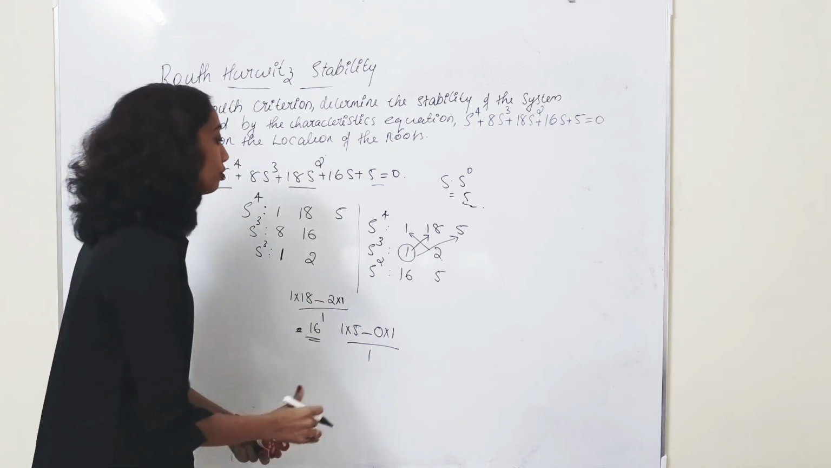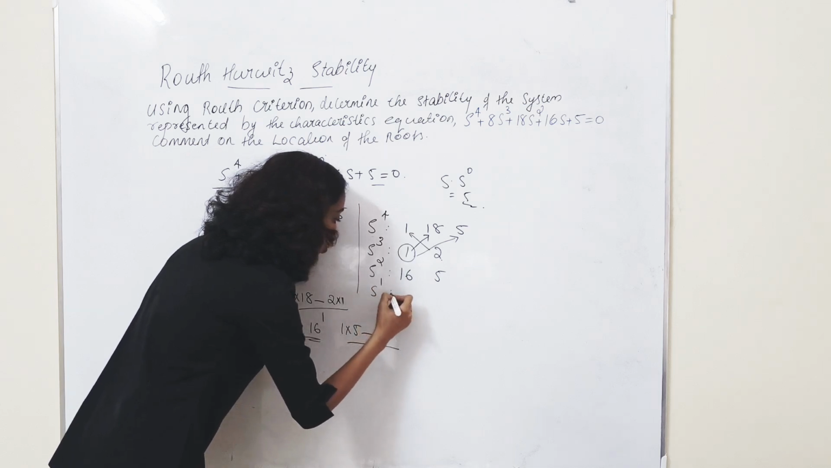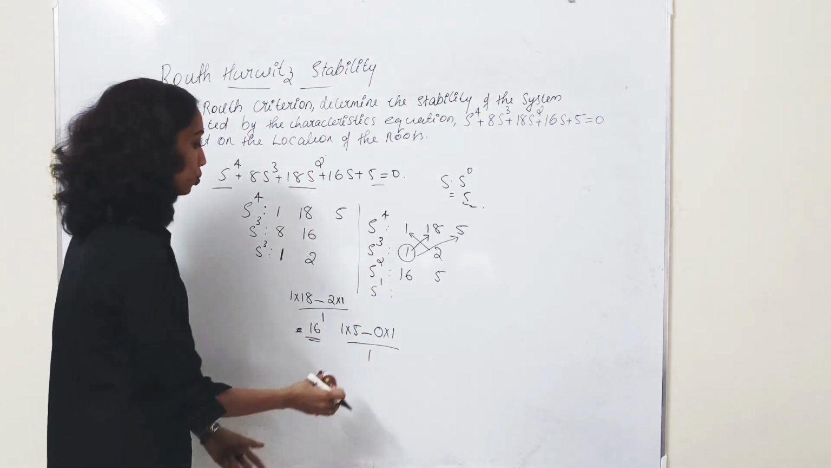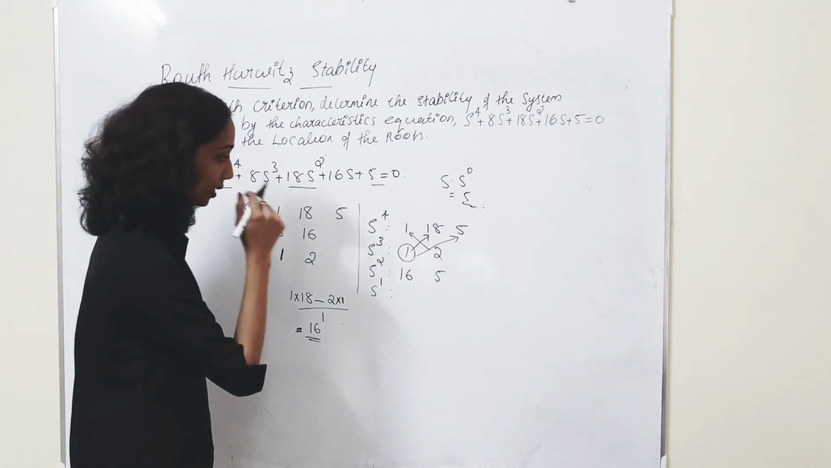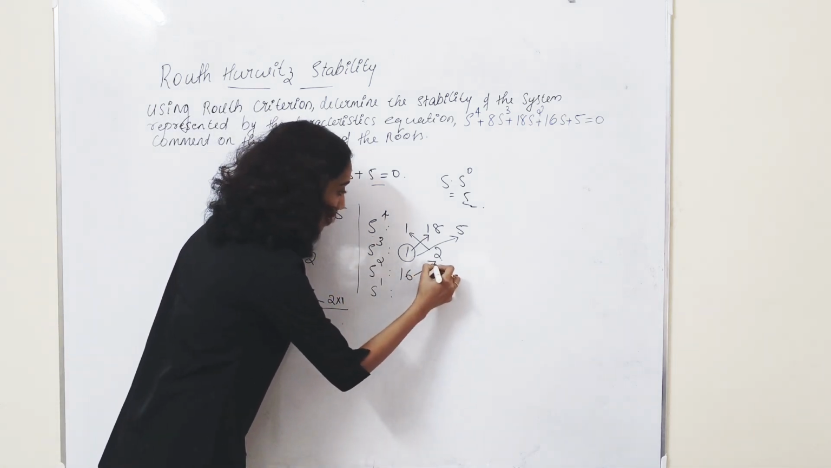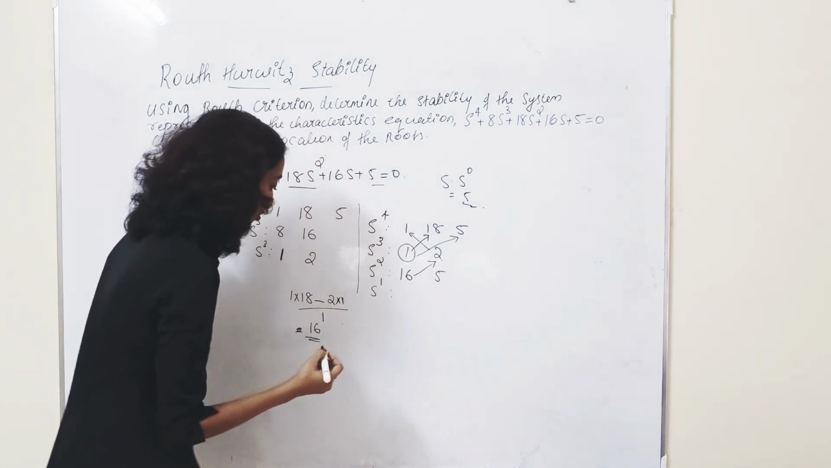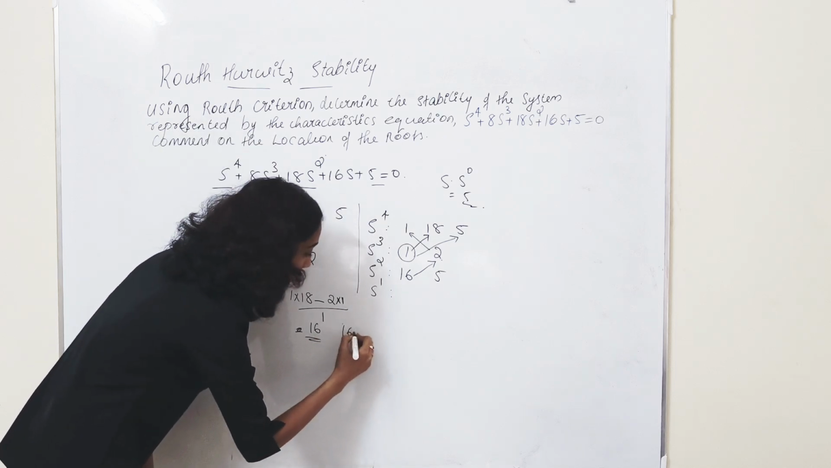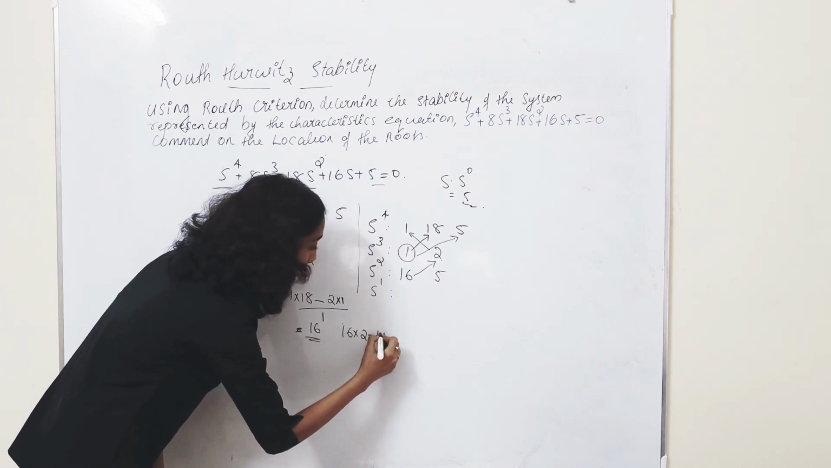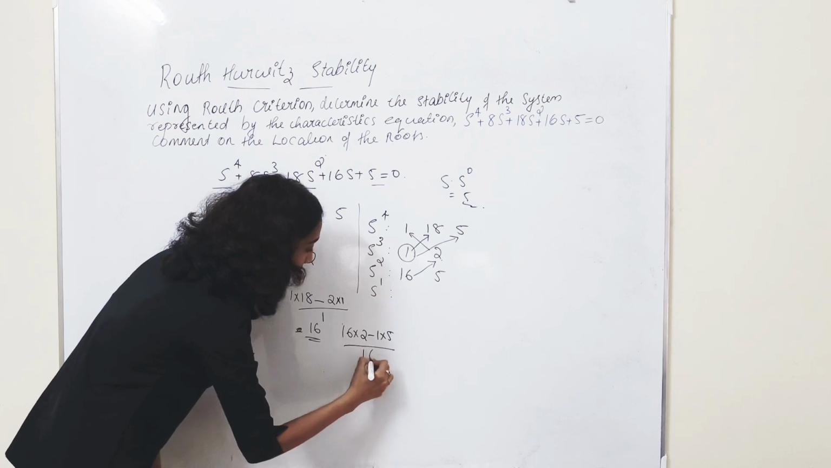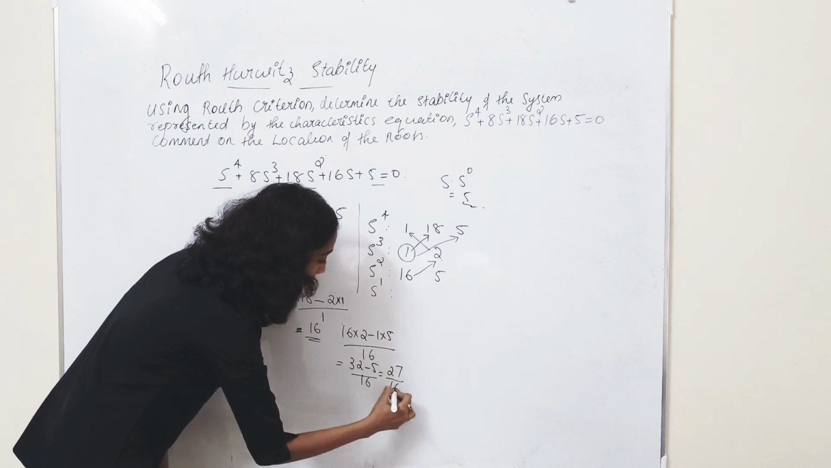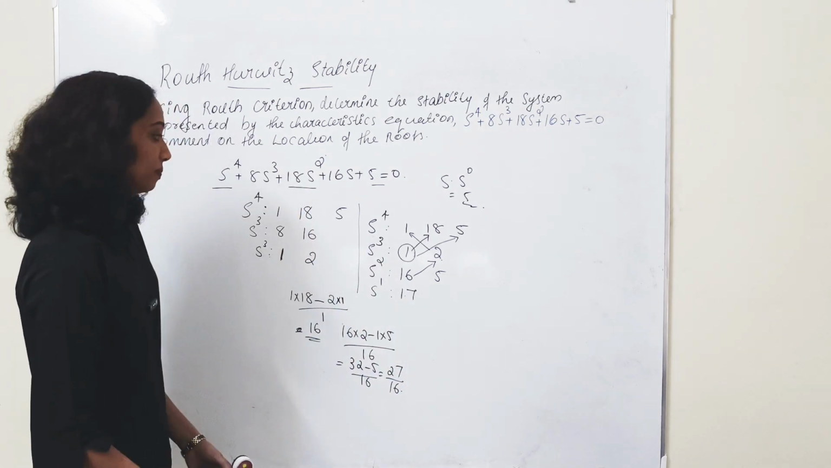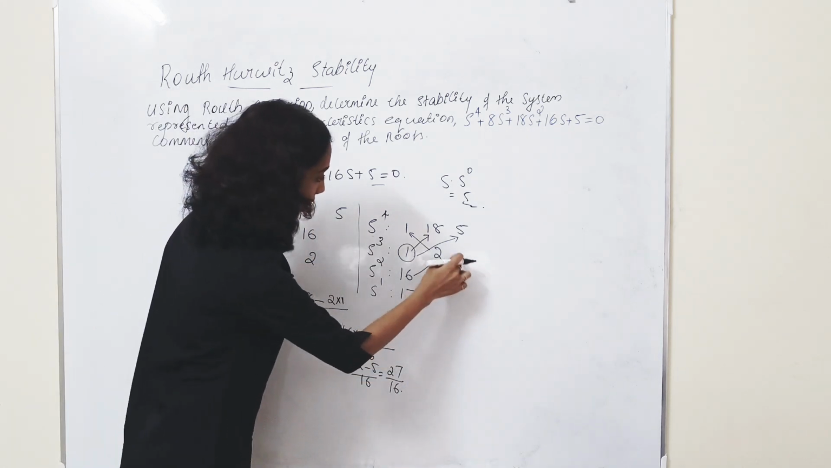So we have to further proceed the value as s raised to 1. Then how to find the values of s raised to 1? You have to multiply these numbers. 16 into 2 minus 1 into 5. I'll do it here. 16 into 2 minus 5 into 1 divided by 16. That is 32 minus 5 by 16, which is 27 by 16, that is 1.7.